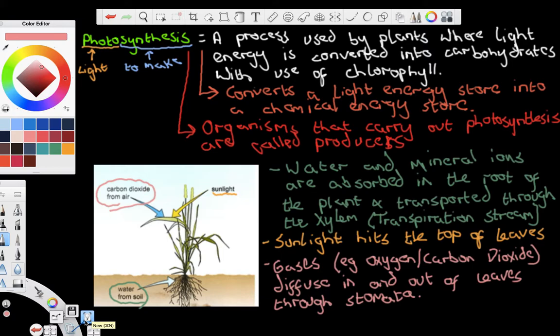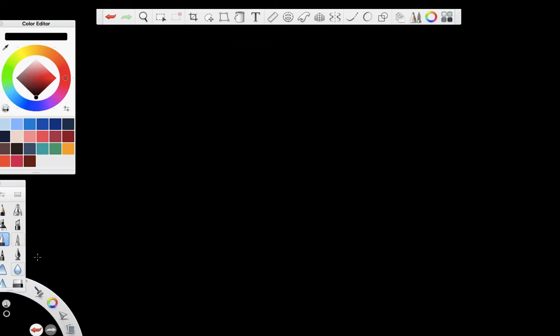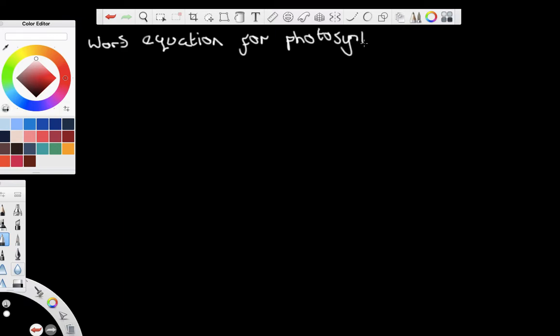So if we refresh our screen, please remember you can pause the video whenever you like. So let's put the subheading: word equation for photosynthesis. Dot dot, okay? So the word equation for photosynthesis.